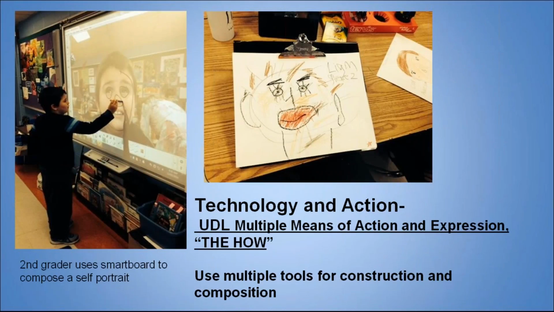And technology can be extremely fun and another way to access art. This is a smartboard on the left, and a student who was in second grade using a pen, one of the pens that you can draw right on top of a photo.